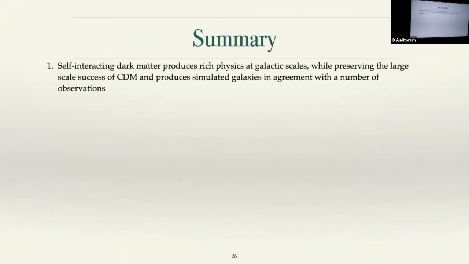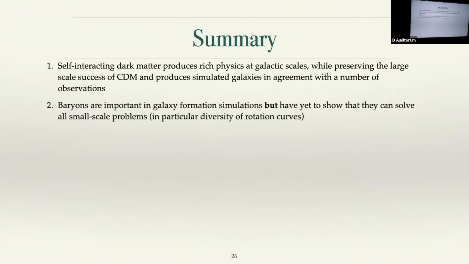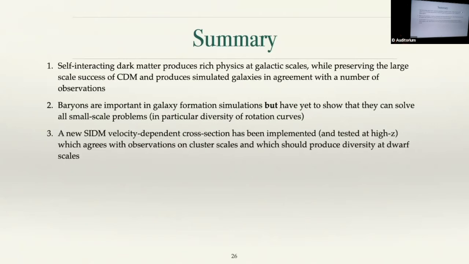Here's my summary. Self-interacting dark matter produces rich physics on galactic scales while preserving the large-scale success, and is in agreement with a number of observations. And baryons, yes, they are important to galaxy formation. We all know that. But they have yet to show that they can solve all of the small-scale problems, and in particular, this diversity of rotation curves, which we're working on. And so to do this, I have this new SIDM velocity-dependent cross section, which agrees with observations at cluster scales and which should maximize the production of diversity at dwarf scales.